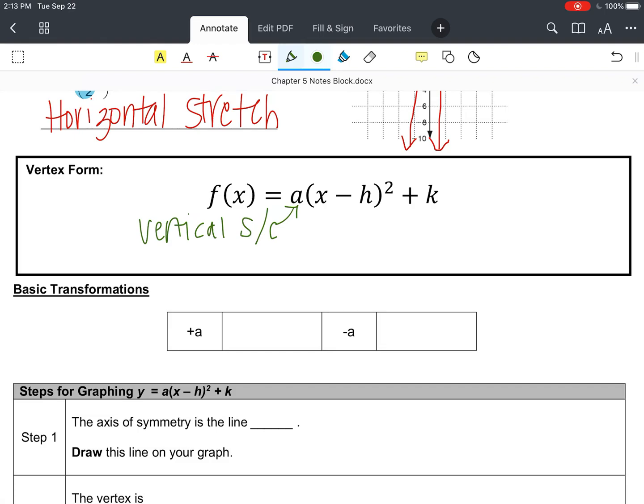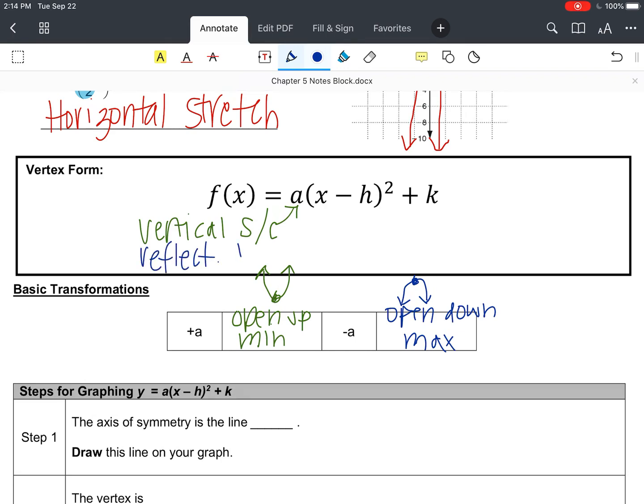If a is positive, we're going to be opening up. So it will look like a right side up U, meaning the bottom of my graph is going to have a minimum. If a is negative, I'm going to be opening down because I reflected across the x-axis. Remember, negatives out in front mean reflections across the x-axis. So I'm going to be opening down, and that means I'm going to have a maximum here at the top. So that's what the a means. It shows vertical stretches and compressions, plus it's a reflection over the x if it's negative.